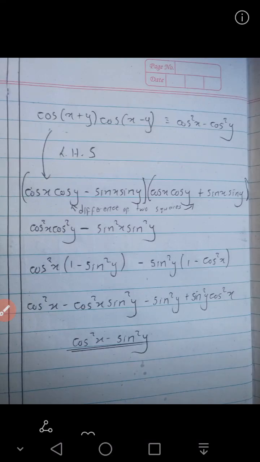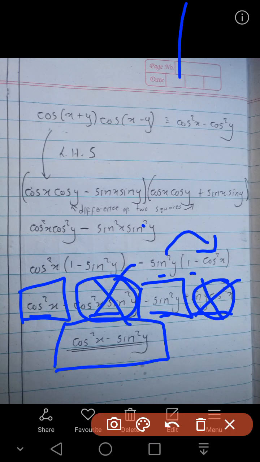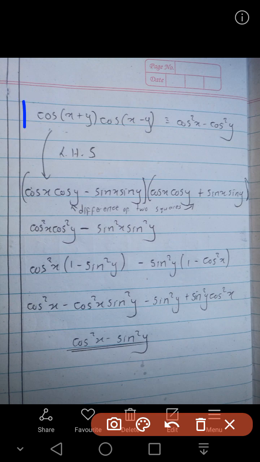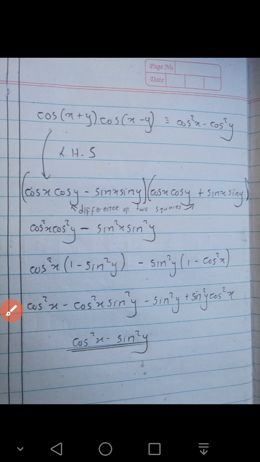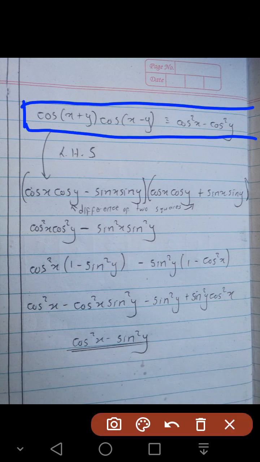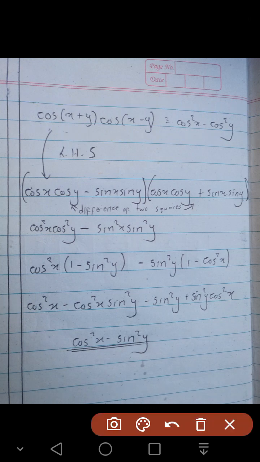Alright, so here we've been given this identity, and our task is to verify it. We're going to take the most complicated side, which is the left hand side, and we see that it has two identities. We have cos(x + y) and cos(x - y).